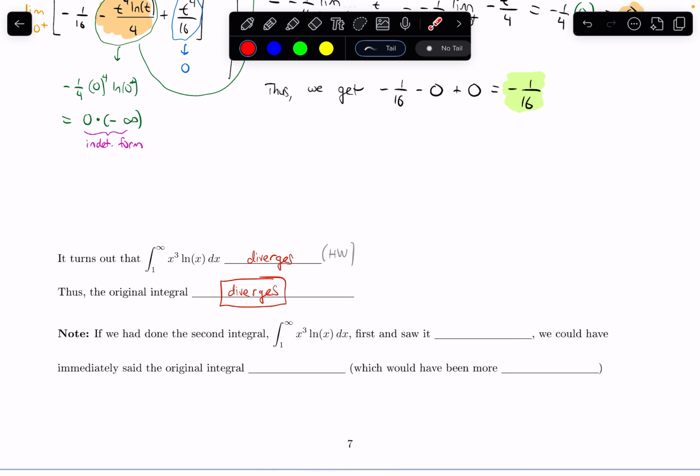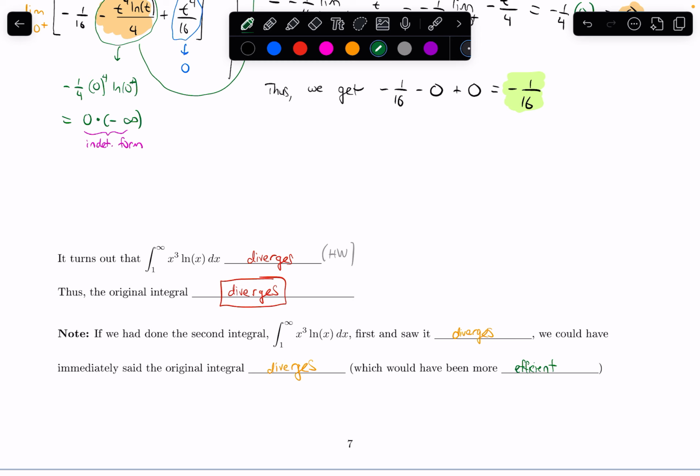So one of the things I want to mention about this as we wrap it up is, if instead we had done that second integral, the one that goes from 1 to infinity first, and once we did it, we saw that one diverges, we could have at that point just been done and immediately said that the original integral diverges without having to do the other part. And that definitely would have been quicker because I wouldn't have had to do both. So that would have been more efficient.